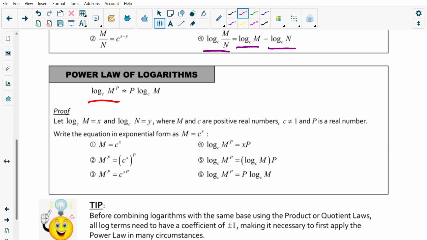The power law. Log base c of m raised to exponent p equals p times log base c of m. Let log base c of m equals x, where m and c are positive real numbers, c does not equal 1, and p is a real number. Write the equation in exponential form as m equals c to the x. Let's raise both sides to exponent p. So I get m to the p equals c to the xp.